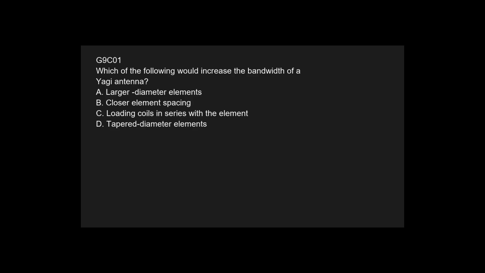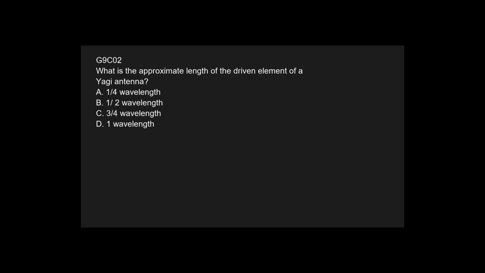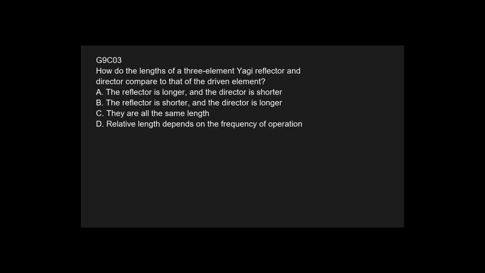Question: Which of the following would increase the bandwidth of a Yagi antenna? The correct answer is A. Larger diameter elements. Question: What is the approximate length of the driven element of a Yagi antenna? The correct answer is B. 1/2 wavelength. Question: How do the lengths of a 3-element Yagi reflector and director compare to that of the driven element?